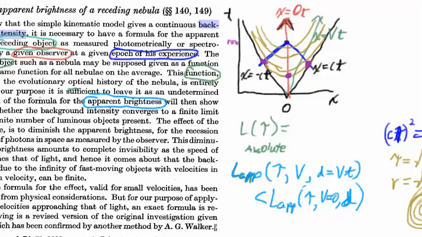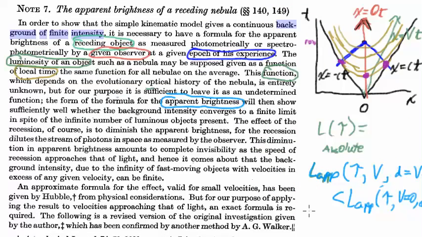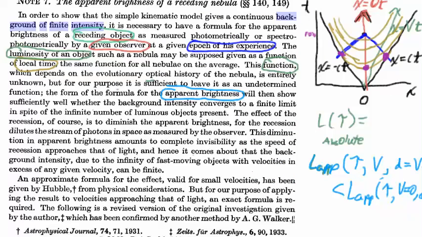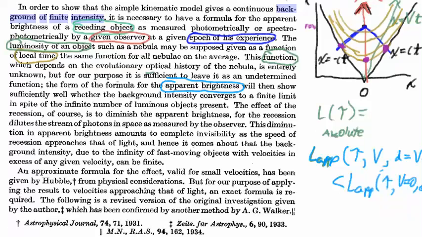An approximate formula for the effect given at small velocities has been given by Hubble from physical considerations. But for our purposes of applying the result to velocities approaching that of the speed of light, an exact formula is required. The following is a revised version of the original investigations given by the author in Astrophysical Journal 74, 71, 1931.